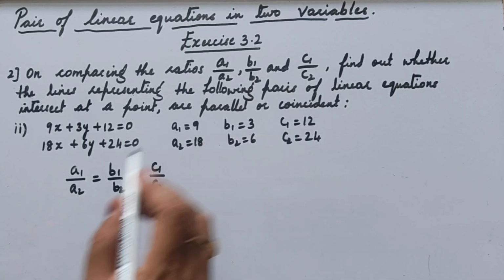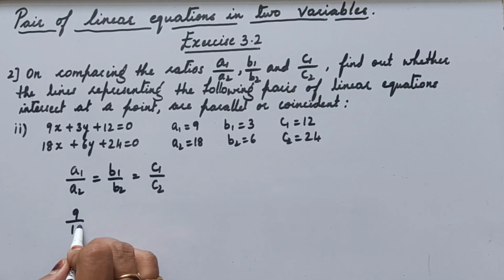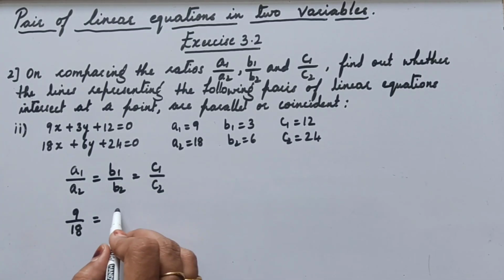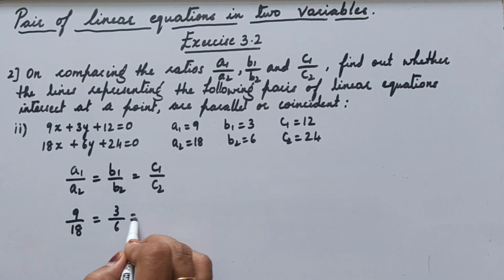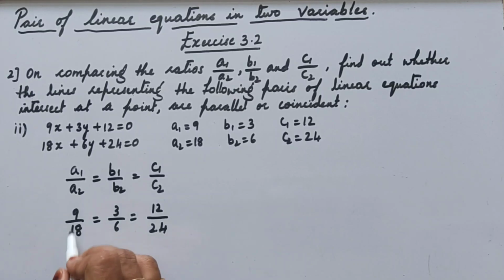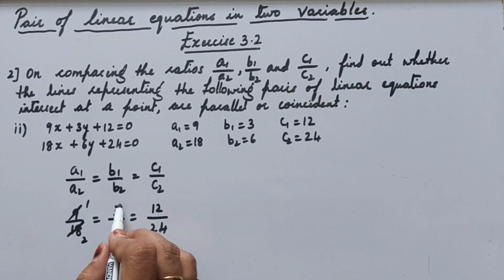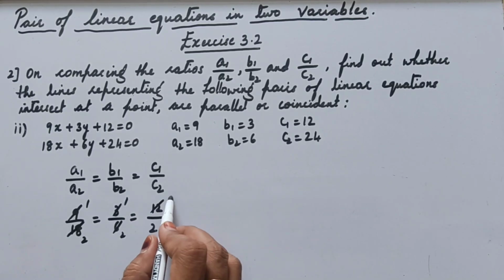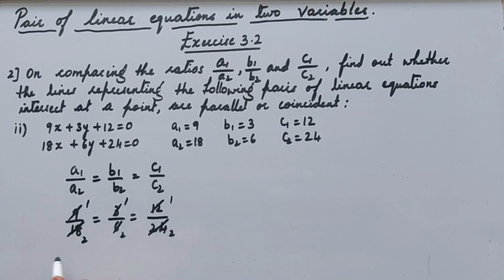A1 upon A2 will be 9 upon 18 equal to 3 upon 6 equal to 12 upon 24. Now will this get cancelled? We'll just check. 9 ones are 9, 9 twos are 18. 3 ones are 3, 3 twos are 6. 12 ones are 12, 12 twos are 24. So on the whole, I got here 1 upon 2 equal to 1 upon 2 equal to 1 upon 2.